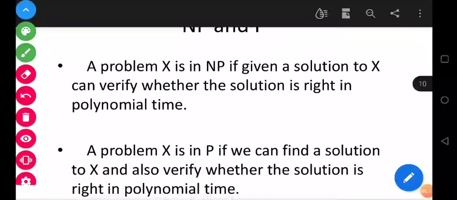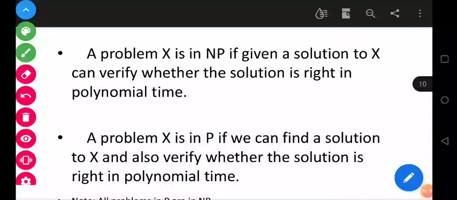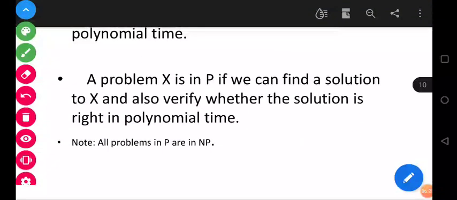Now, a problem X is in P if we can find a solution to X and also verify whether the solution is right in polynomial time. Like, for example, the linear search problem, where we can find the solution and also verify the solution is correct in polynomial time.